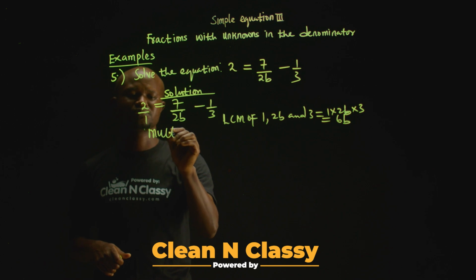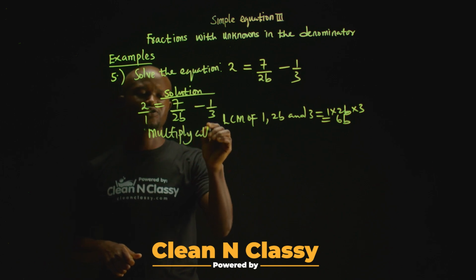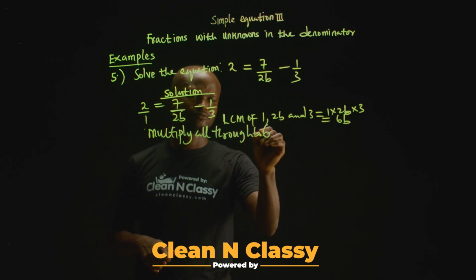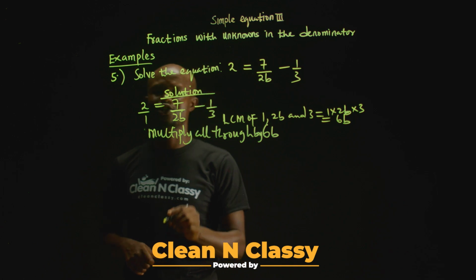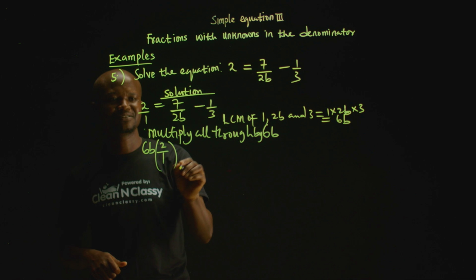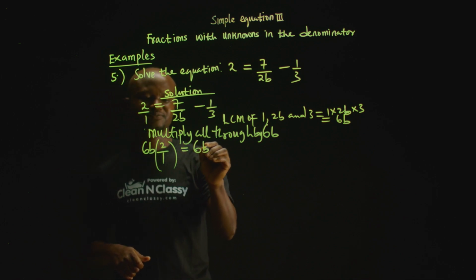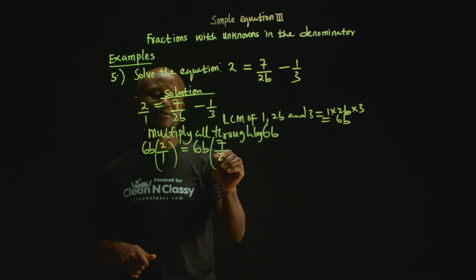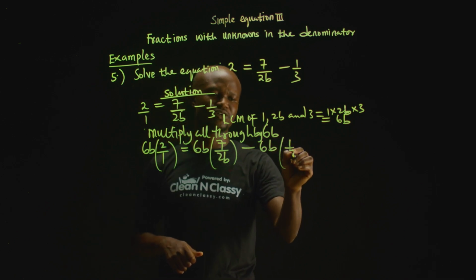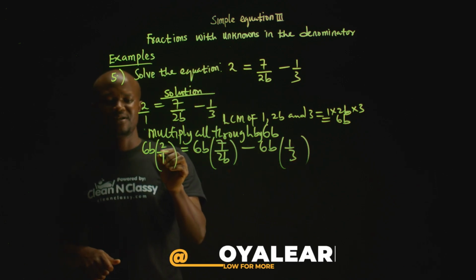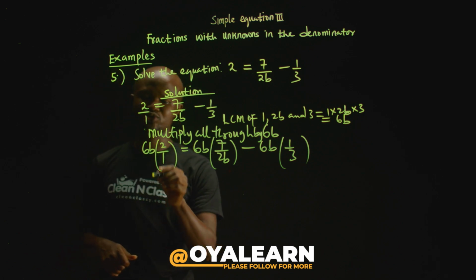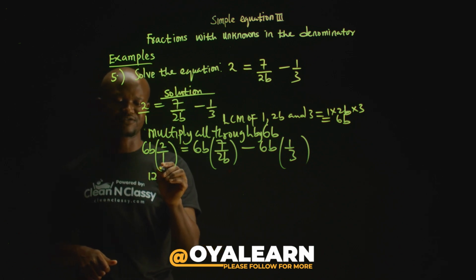Multiply all through by 6b. We multiply all through by 6b. 6b multiplied by 2 divided by 1 is equal to 6b multiplied by 7 divided by 2b, then minus 6b multiplied by 1 over 3. Now, 2 divided by 1 is still 2. So 2 times 6b will give us what? 12b.